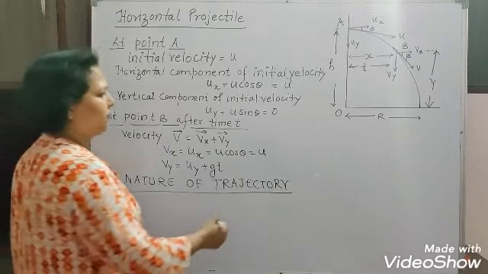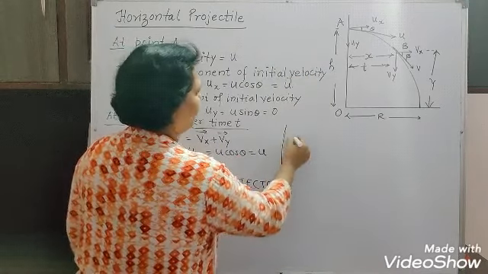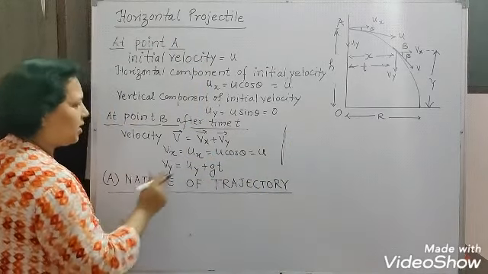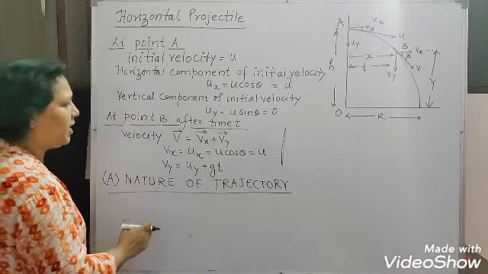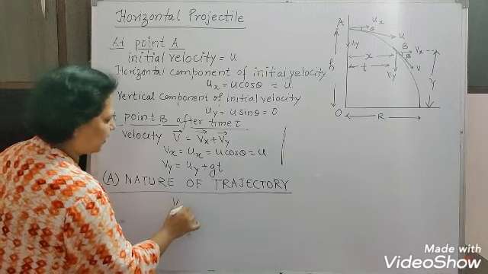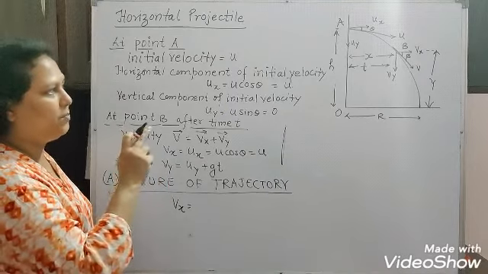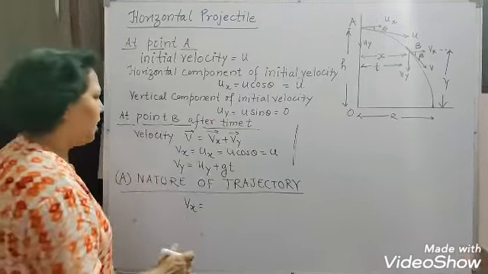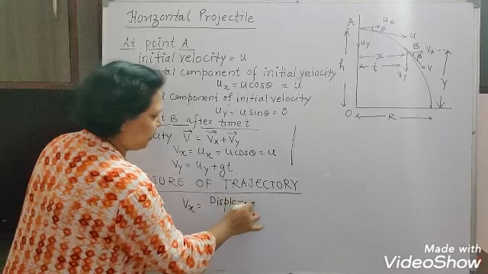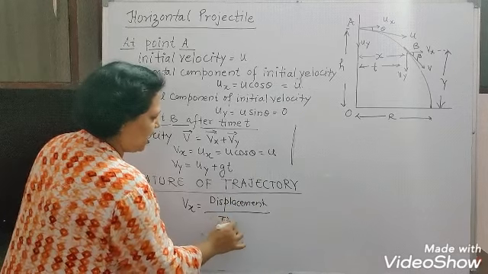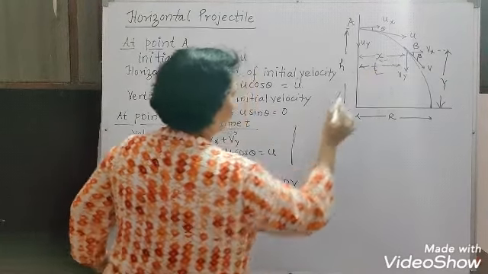Now one more thing that you have to remember here, because we are taking the horizontal component Vx. While deriving the formula for the nature of trajectory, I am taking Vx as the horizontal velocity, which is the uniform velocity at point B in the horizontal direction. So this will be equal to displacement upon time. Now we'll see what displacement is there. The displacement is x and the time is t at this point.